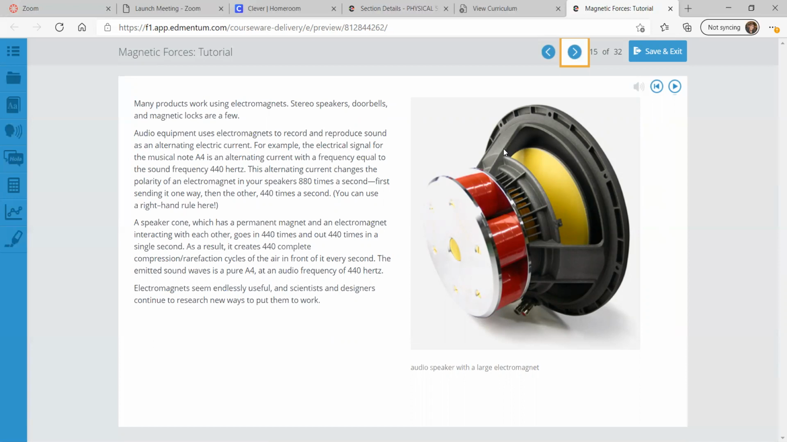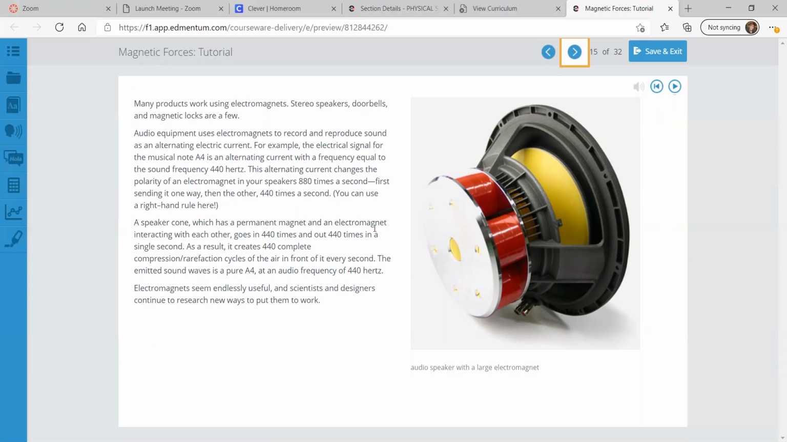You can use a right-hand rule here too. A speaker cone has a permanent magnet and an electromagnet interacting with each other. So one is always a magnet, and one becomes a magnet when electricity is running through it. Interacting with each other, it goes in 440 times and out 440 times in a single second.